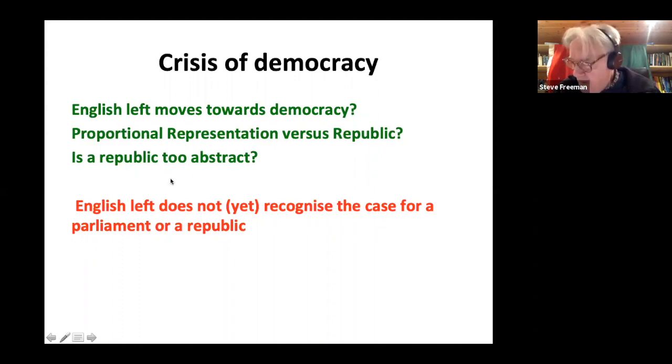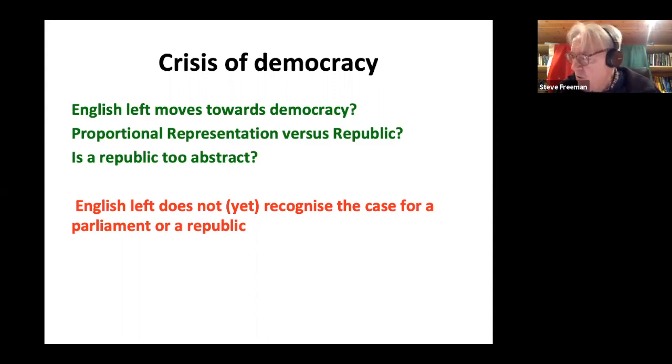So the English left does not recognise yet the case for a parliament or republic. My argument is, if we put the English parliament into the equation, we can start to deal with the proportional representation argument in a more effective way.